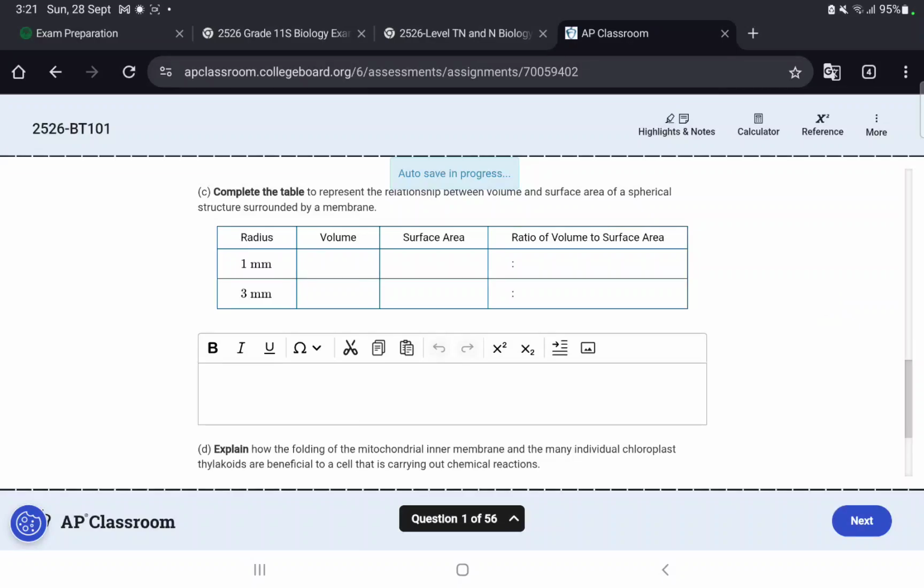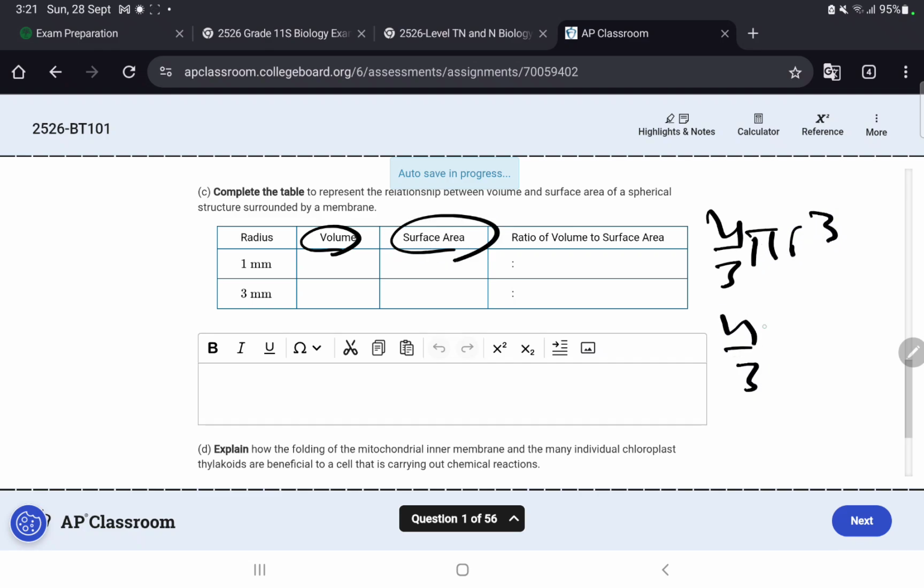Basically, I didn't solve this one. First, you find the volume, 4/3 pi r cubed. For surface area, 4 pi r squared. They already gave you the radiuses. You can keep them in millimeters, that's fine, just don't forget the units. The volume is millimeter cubed.